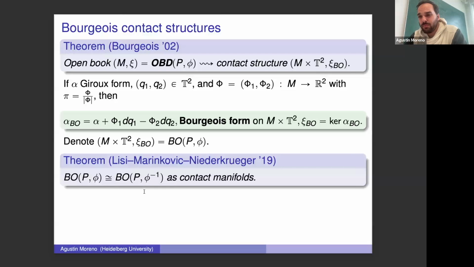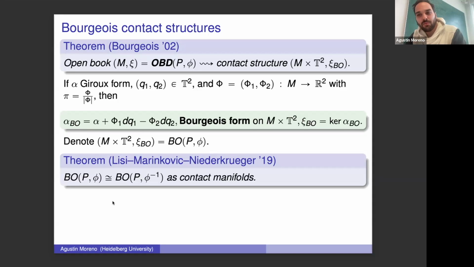And this should be rather surprising to you, because if I do the same thing at the level of open books before taking the product with T2, this is very much not what happens, right? If an open book supports a contact structure, but I invert the monodromy, the corresponding contact structure in general is very different from the original one. One of them might be tight and the other one might be overtwisted. So they have nothing to do with each other in principle. What this property is telling you is that when you take the product with T2, they actually become the same, which is very strange.